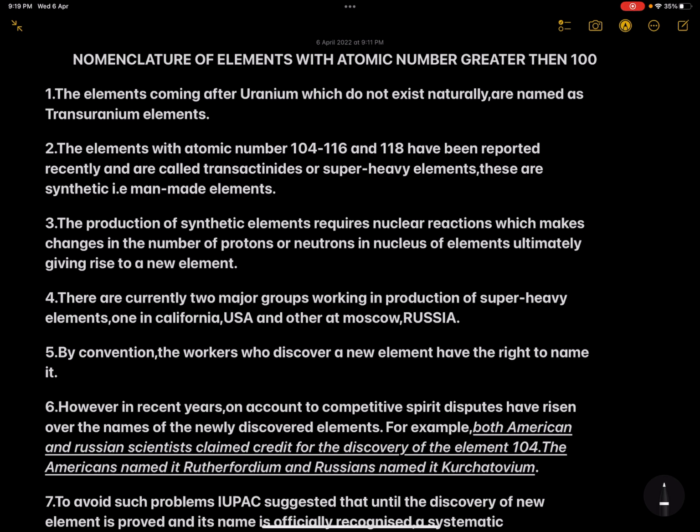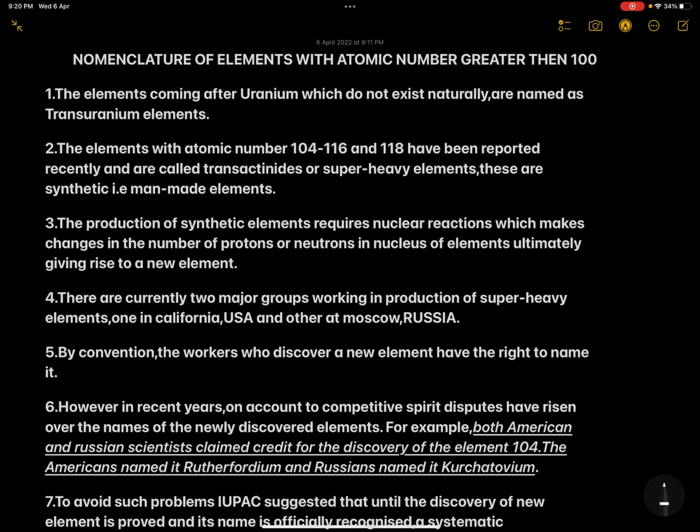So now let's come to the fifth point. By convention, the workers who discover a new element have the right to name it. Now let's come to the sixth point. However, in recent years, on account of competitive spirit, disputes have arisen over the names of newly discovered elements.